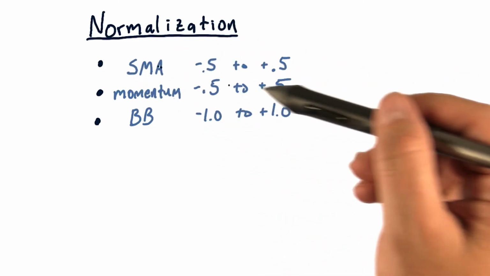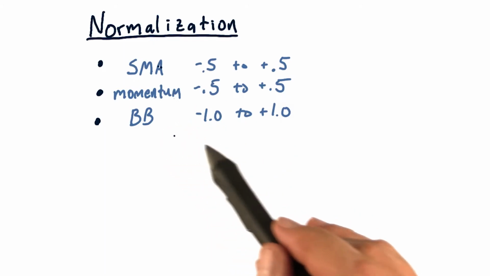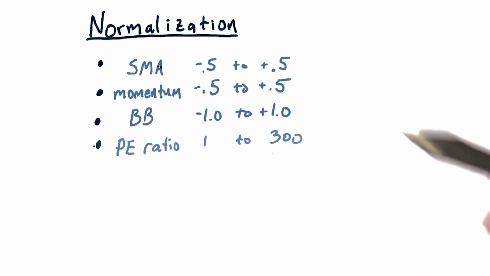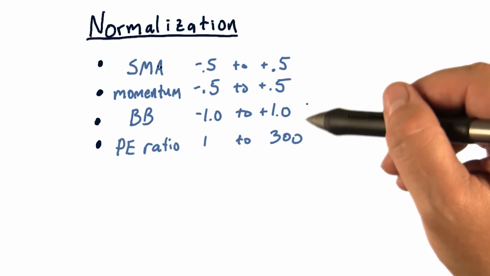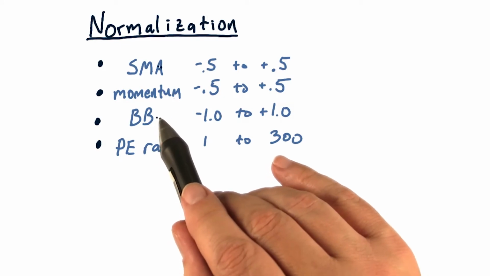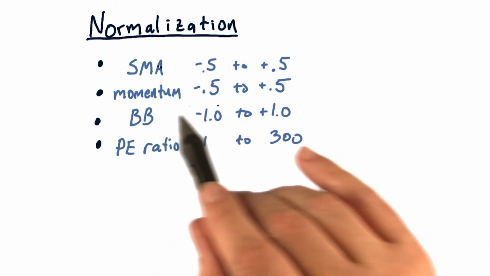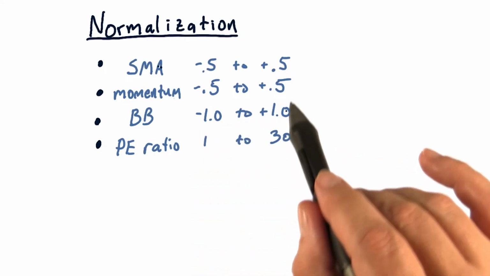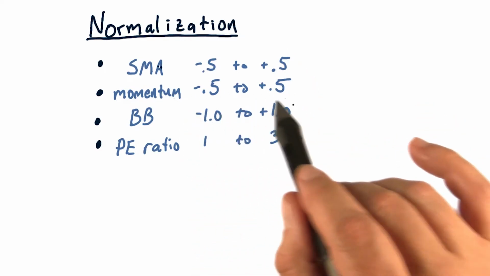For momentum, a similar kind of range. Bollinger Band typically inhabits -1 to 1. If we were to plug these values into some sort of machine learner, we would have a little bit of a problem. And what would happen, and we'll have to go into the details later, is that the Bollinger Band factor would tend to overwhelm these other factors and become the most important one.